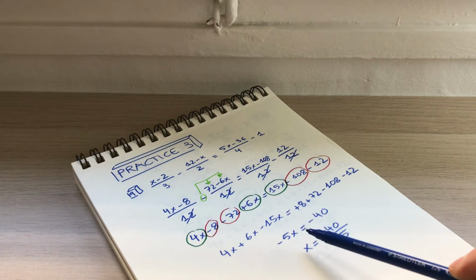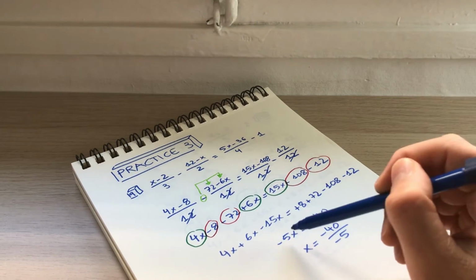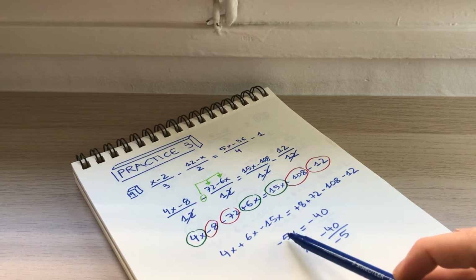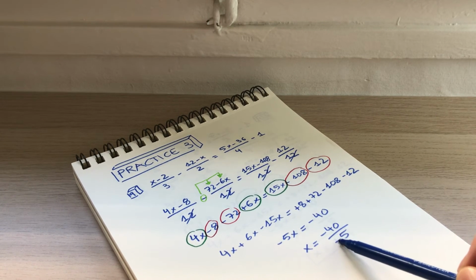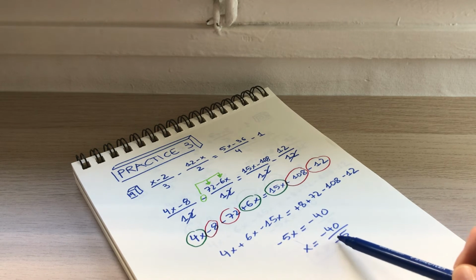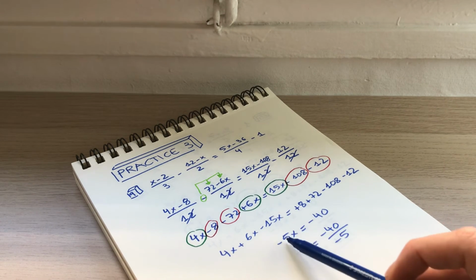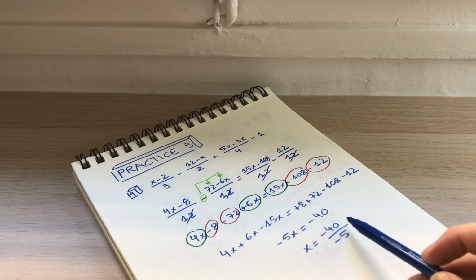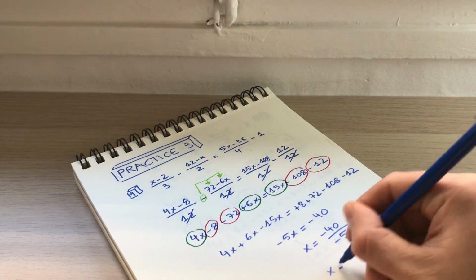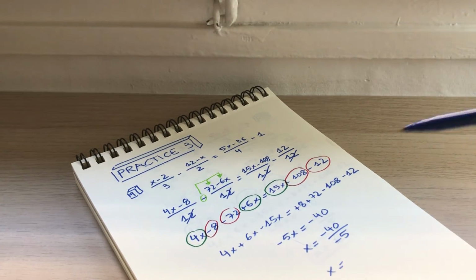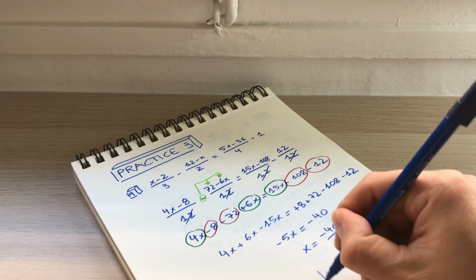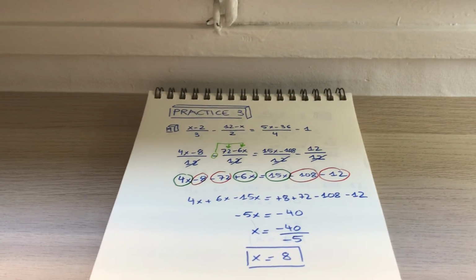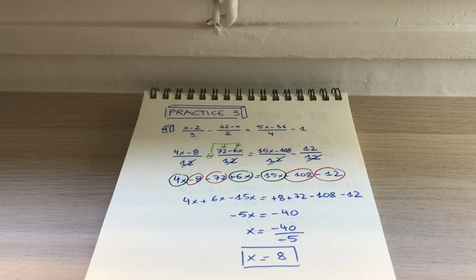Remember that the main operation here is multiplication because it's 5 times x. So to move this one to the other side, we need to divide, but we need to keep the sign, because the opposite operation we are doing is division. So this sign is always going to be the same that we have here. So now we can do this operation: 40 divided by 5 equals 8, and minus divided by minus is plus. So this is the final answer, and we have this first equation from practice 3 done.